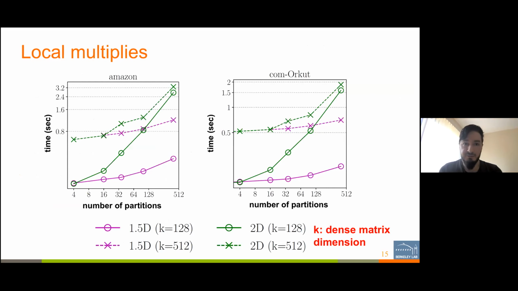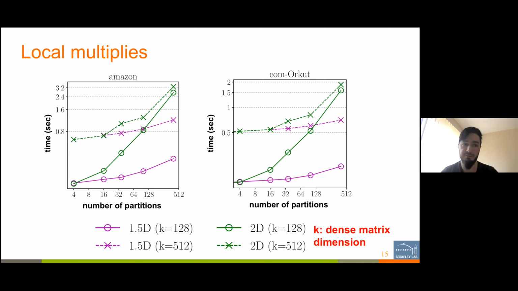Here in these experiments, we show the total time spent in local multiplication calls, varying the number of partitions as the number of partitions increases. The goal of these experiments is to see what happens when we try to strong scale the sparse kernels on distributed memory machines with GPUs.